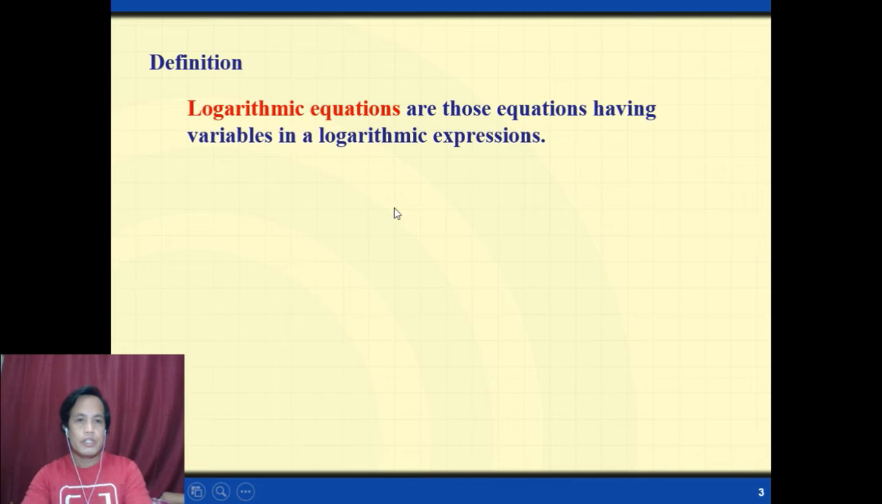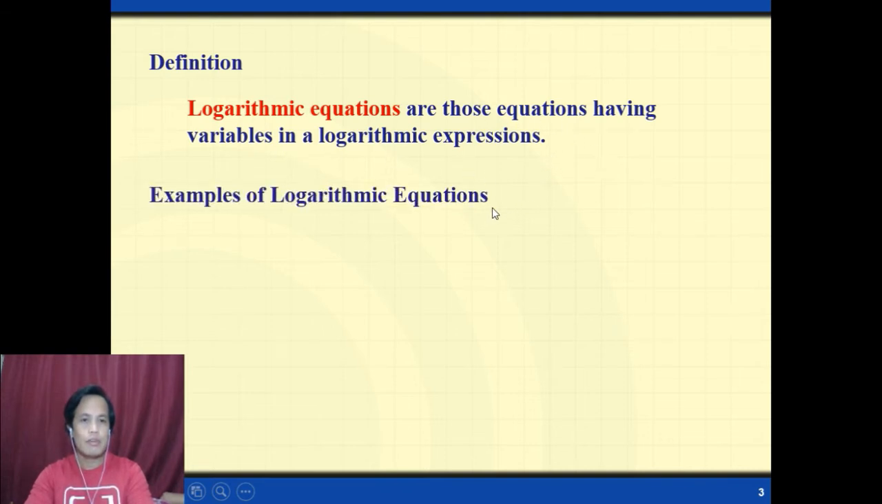Let's have the definition first. What is a logarithmic equation? Logarithmic equations are those equations having variables in a logarithmic expression. So these are just examples of logarithmic equations. Number one, log of x plus 1 base 3 is equal to 2. Here we have a logarithmic expression and the variable x. If you have the variable anywhere in the equation, that is a logarithmic equation.